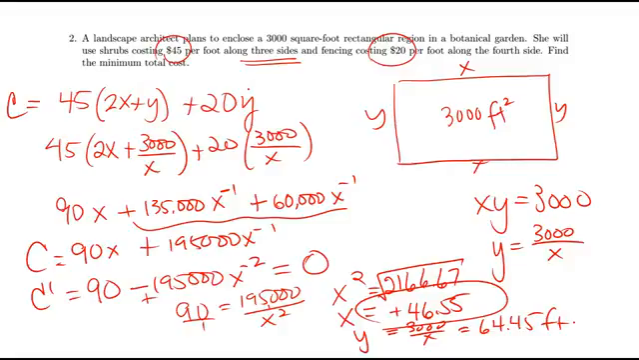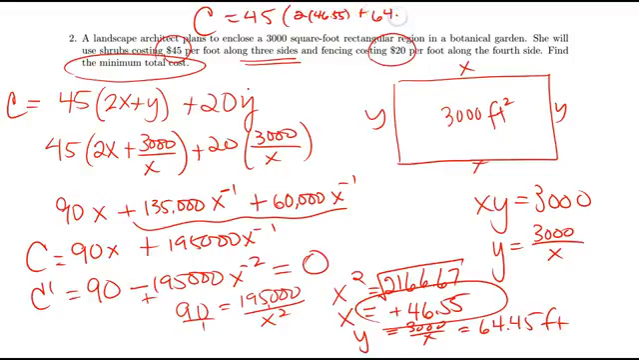All right, now the question asked, find the minimum total cost. So I go back to the cost function, and I plug in what I have for x and y. 45 times 2 times x, 46.55, plus y, 64.45, right? Plus 20 times y, 64.45. All right, so the minimum total cost is $8,378.75. So it's always important to go back and make sure you're answering the question that they asked.